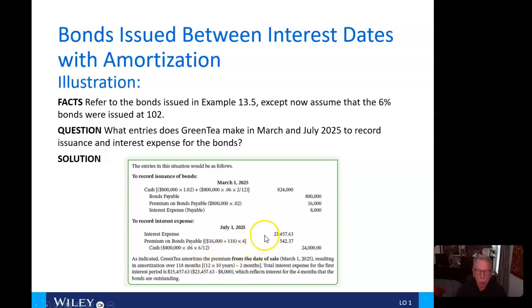Then when we actually record the interest expense, it is going to be $23,457.63. Again, the cash will be $24,000 that we pay. But this premium on the bonds payable, we're going to take, instead of 120 periods, which would be 10 years times 12 months, it's 118, 2 months short of that. So we take 16,000 divided by 118 times the 4 months. That calculation's a little tricky, so be sure you understand it. So that gives us the correct answer here for this solution.